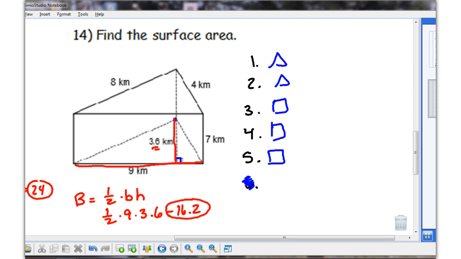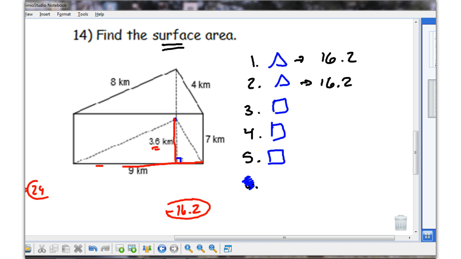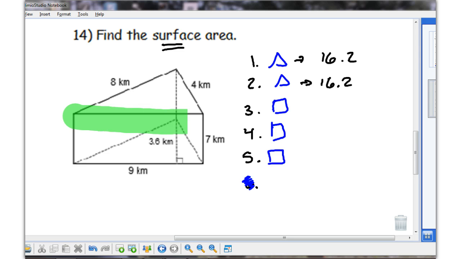Oh, sorry, I almost went ahead and did the volume here. I figured out the area of the base. We're doing surface area, so we don't need to do that. But anyway, we still need to find the area of that base, so we'll go ahead and write that in there. The first triangle is 16.2. And then the top triangle is the same thing, 16.2. And then the 3 rectangles going around. Sometimes those are kind of hard to see. They get a little confusing at times. So the 3 rectangles going around, I'm going to highlight them as we're working here.